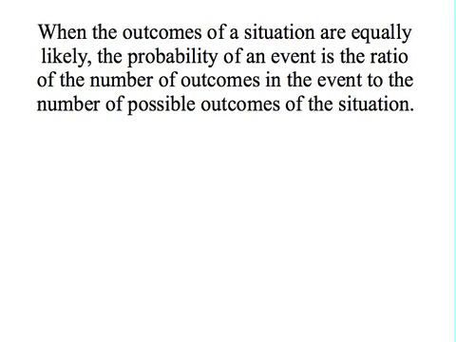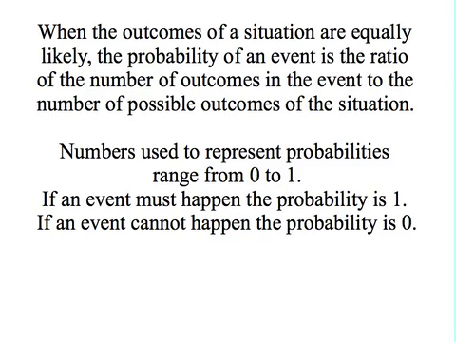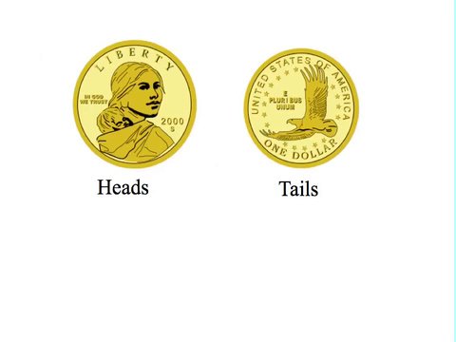When the outcomes of a situation are equally likely, the probability of an event is the ratio of the number of outcomes in the event to the number of possible outcomes in the situation. Numbers used to represent probabilities range from 0 to 1. If an event must happen, the probability is 1. If an event cannot happen, the probability is 0.